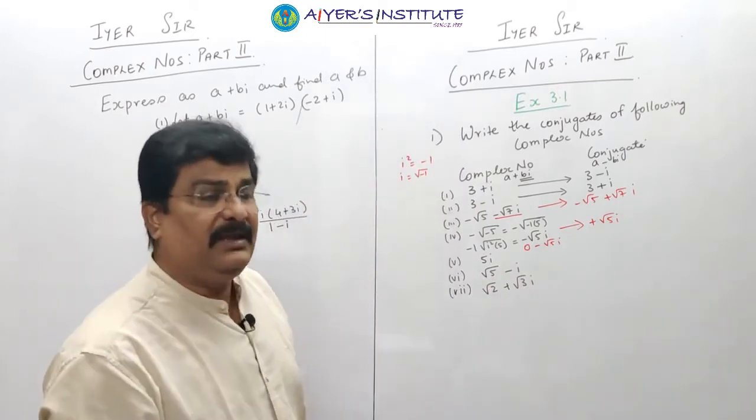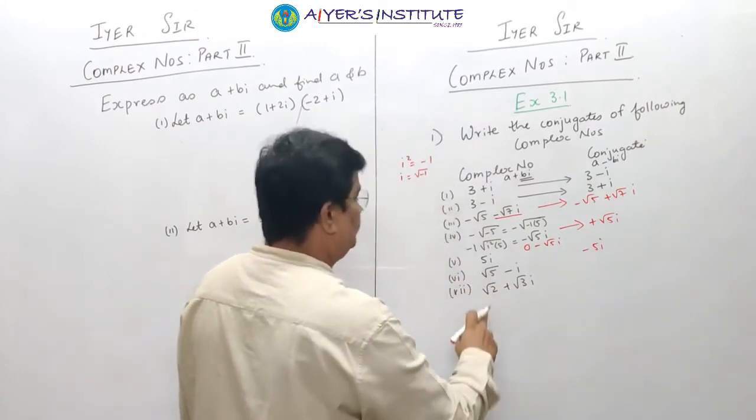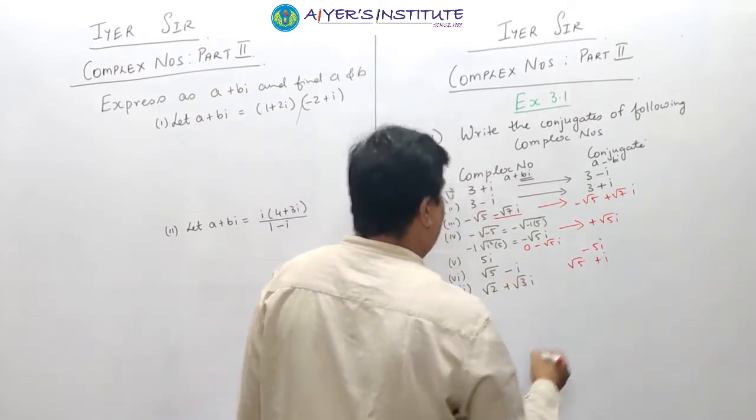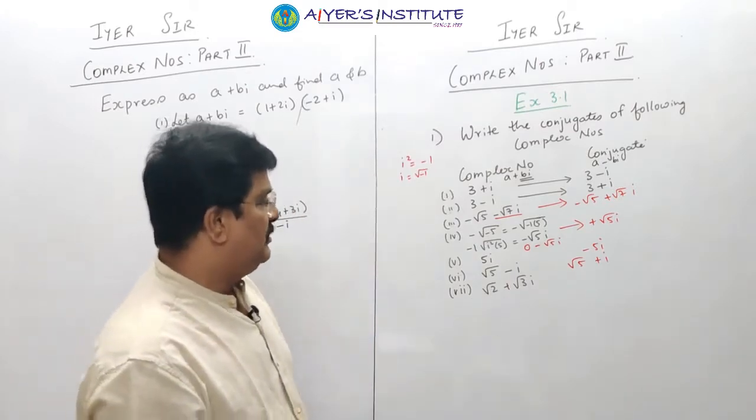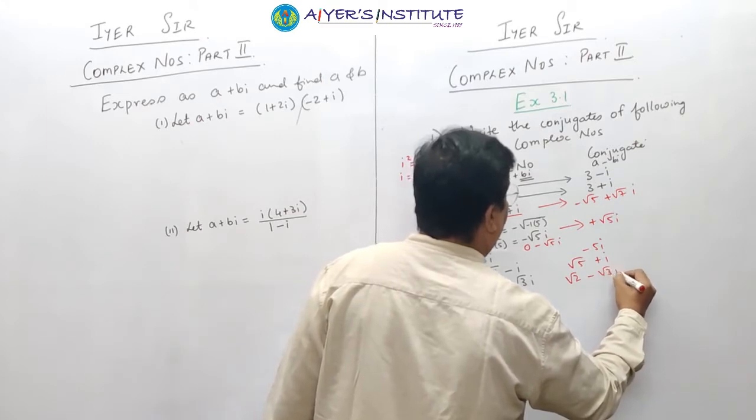Now if I have 5i, because it's an imaginary part, it will be -5i. √5 minus i becomes √5 plus i. √2 plus √3i will be √2 minus √3i.